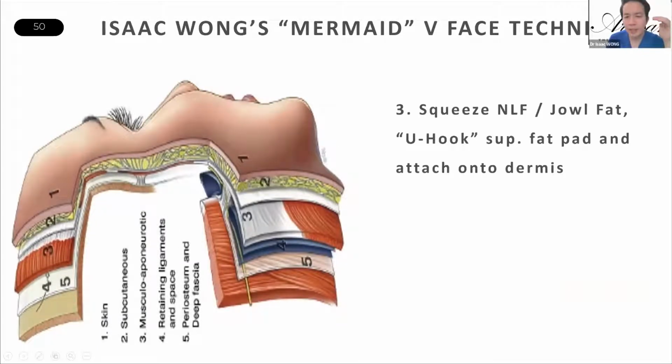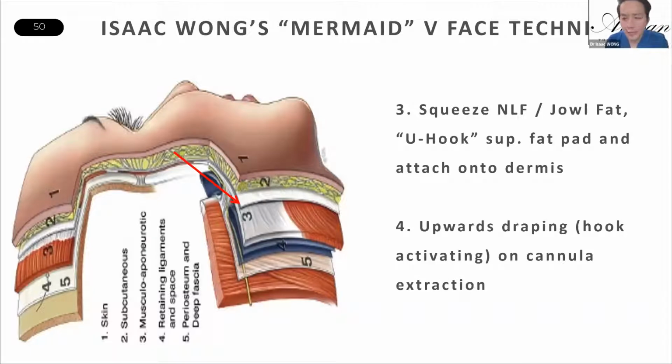Then, third step, we squeeze the nasolabial fold and the jowl fat, and I will hook the thread into the fat and then into the attachment of the dermis. So I squeeze the tissue, and then I put the thread in a wavy fashion, and there's a hook at the end. Then I extract the cannula, and then I drape the skin up.